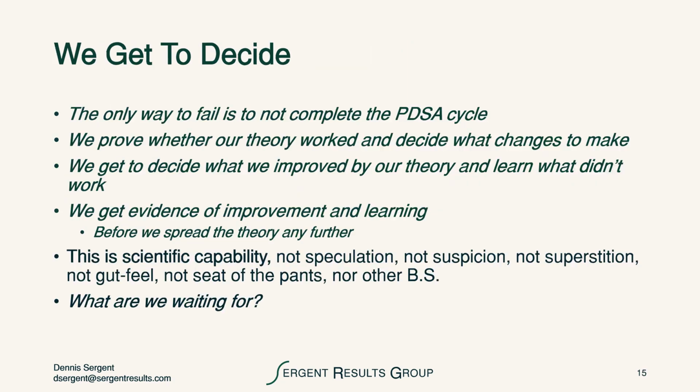This is our opportunity to decide. We prove whether our theory worked and decide what changes to make. We get to decide what we improved by our theory and learn what did not work. We have now the evidence of improvement or learning, or sometimes both. And before we spend the time and effort to spread our theory any further, we've gotten the first piece of information that tells us whether our theory is correct.